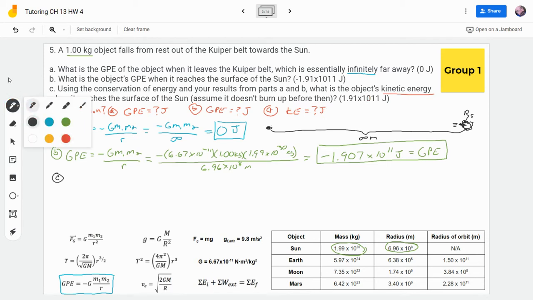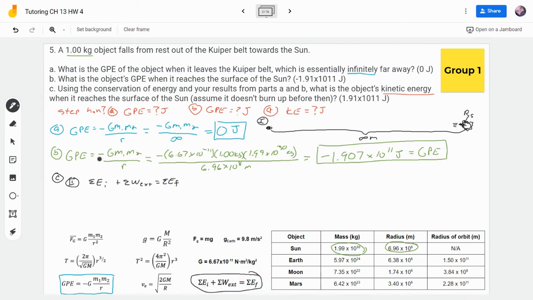Then if we were going to do the strategy, we would make 2 sketches, initial and final. I've got it all here in one. So this is our sketch. Step 2 would be to write the law of conservation of energy. So sigma E initial plus sigma work external is equal to sigma E final.